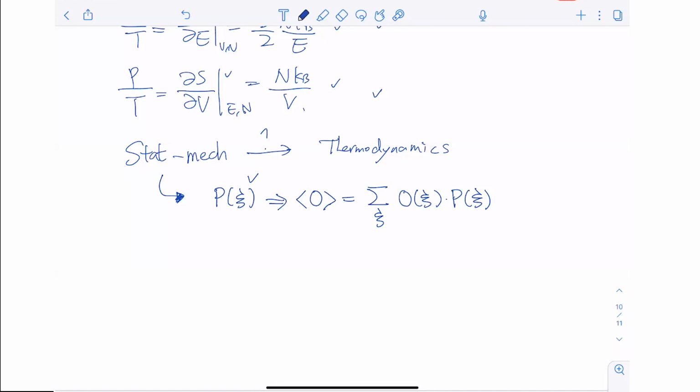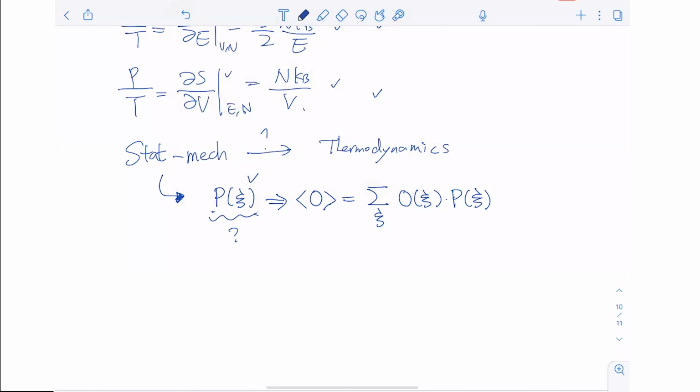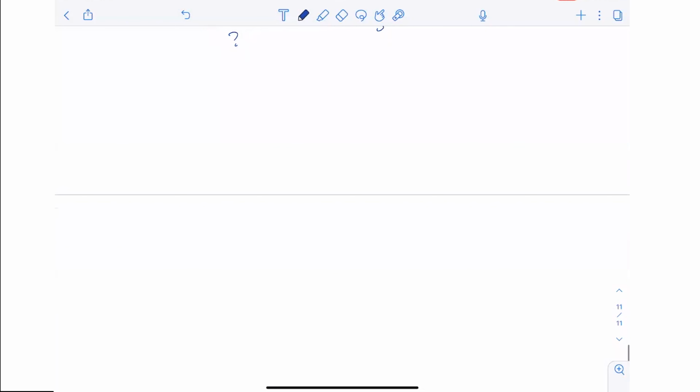Okay. In the following, we are going to discuss how it is possible that we are able to find this probability description for the microscopic configurations. We'll start from something called the microcanonical ensemble.